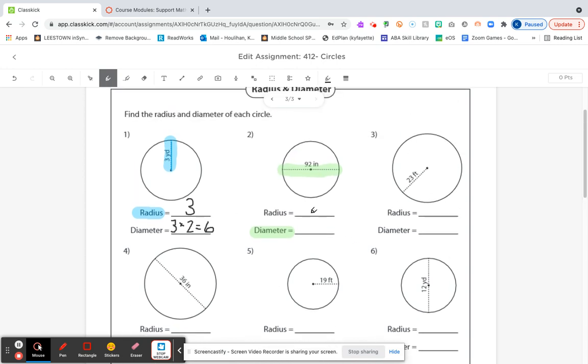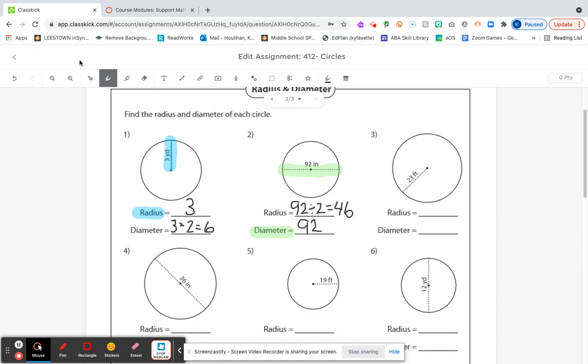Okay, so now this is the diameter because there's a line going all the way through the circle. So they give us the diameter, which is 92. And to find the radius, I need to divide by 2. So 92 divided by 2. All right, and that will give me 46. So that is my radius.